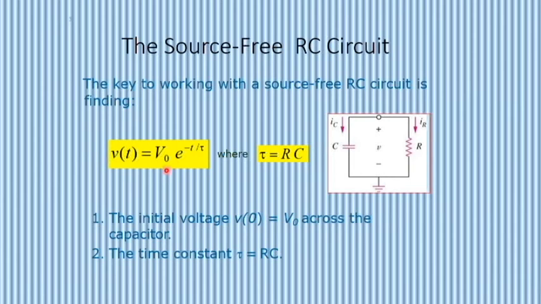The key to working with a source-free RC circuit is finding v(t) equal to V naught e to the negative t over tau, where tau is equal to RC. The initial voltage when time is equal to 0 is V naught across the capacitor. The time constant tau equals RC.